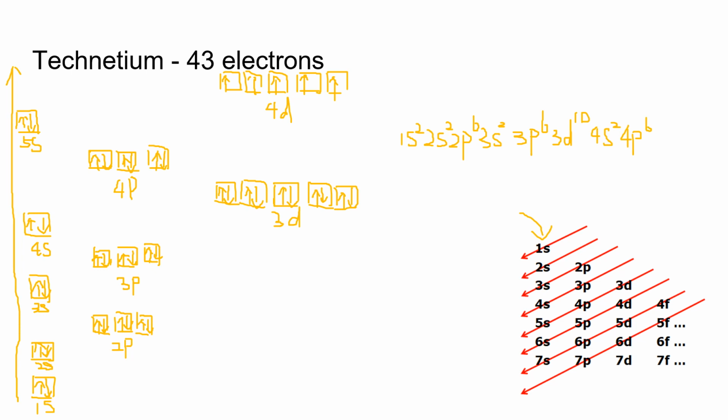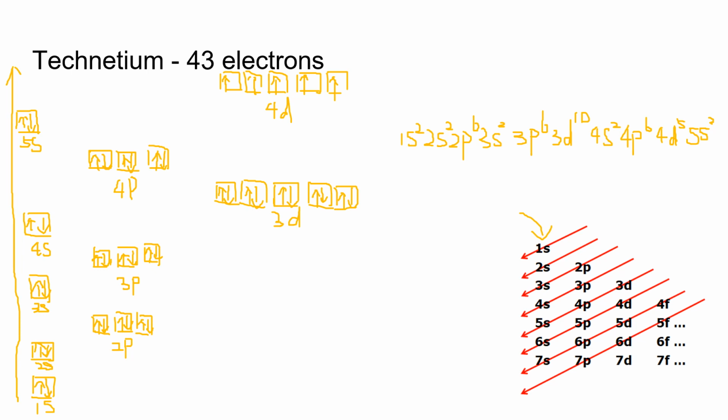And then for the same reason, although 5s is before 4d, we have to write the 4d first. So 4d has 5 electrons, 4d5, and 5s2. So that's the final answer for the electron configuration of this element.